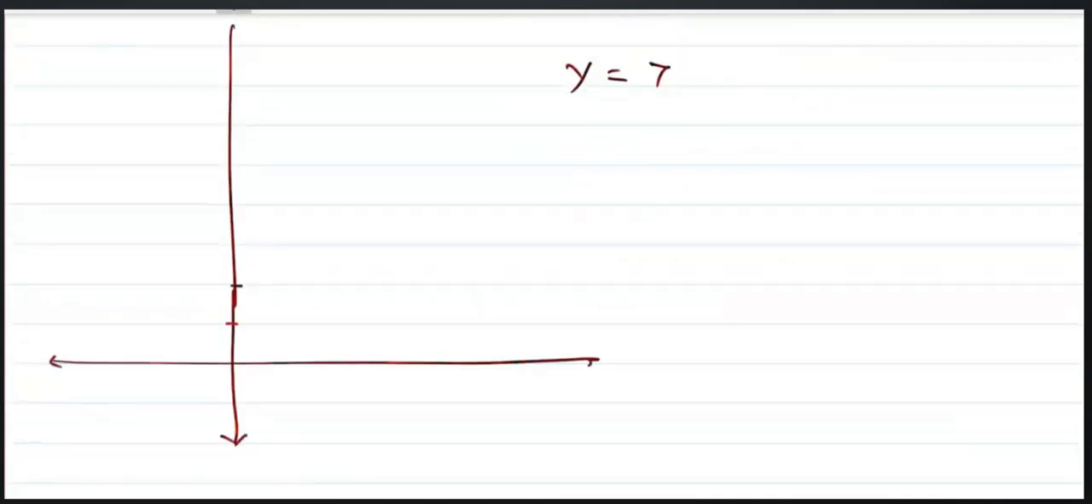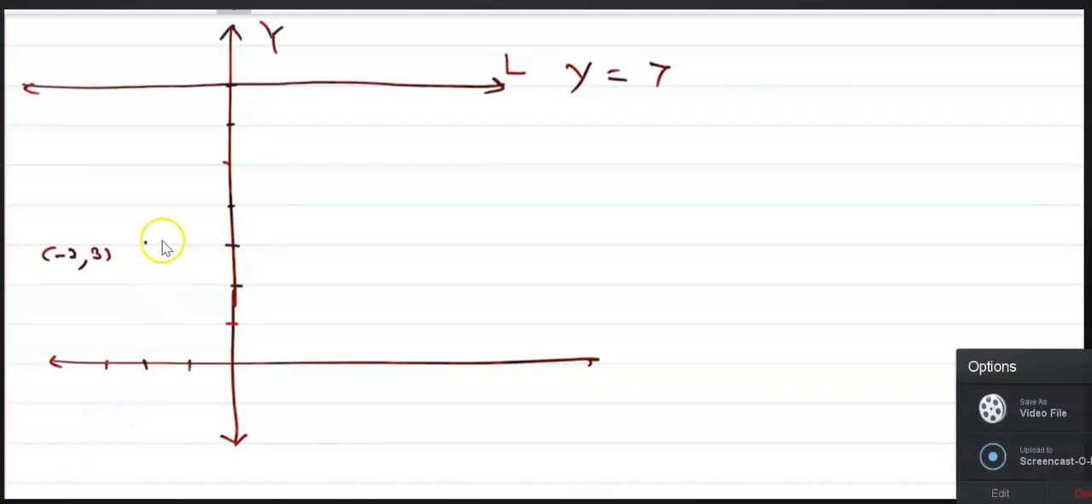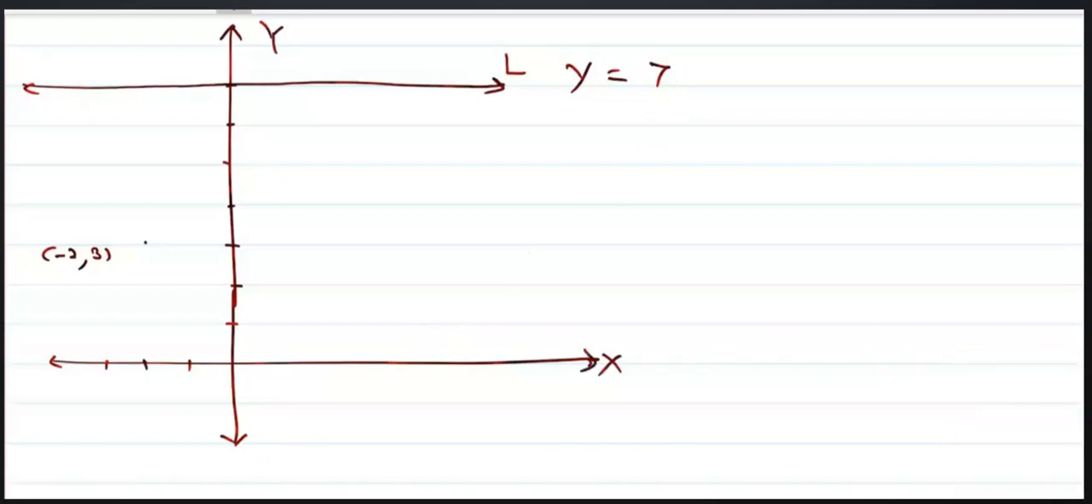Now see this picture again. This is the point, and this is the line which is again at a distance of 4 units. 1, 2, 3, 4, and the total distance is now 7. Therefore, the equation of the line L is y is equal to 7. This is the equation of the line.